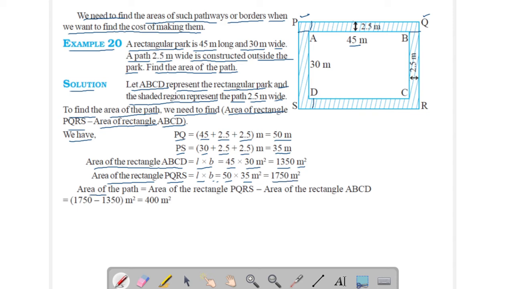Therefore, area of path equals area of rectangle PQRS minus area of rectangle ABCD. It is equivalent to 1750 minus 1350 meters square. And if you subtract it, you will get 400 meters square. This is your answer. This is the area of path.